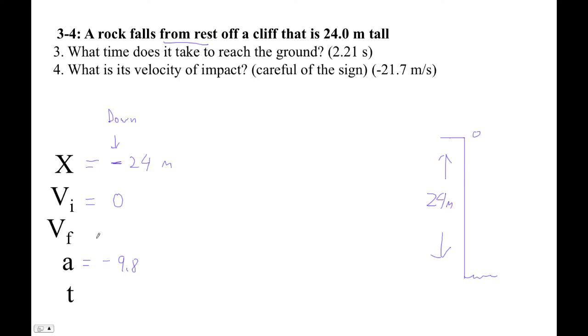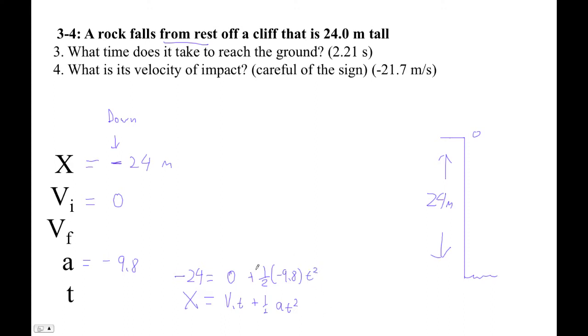Let's figure that out. I'm going to use, what am I going to use? I think what I'll do is I'll use no VF. Okay, so to find time, I'm going to use x is VIT plus 1/2 AT squared. And then let's just plug the numbers in, right? Negative 24 equals, well, this is 0. 0 times t is just 0, right? Plus 1/2 negative 9.8 times t squared, right?